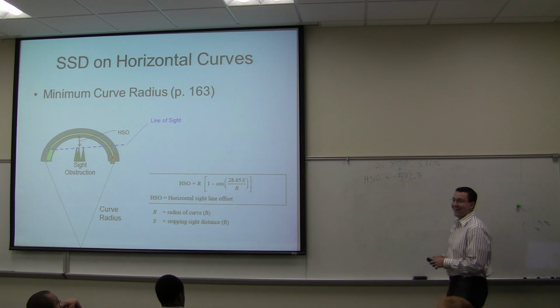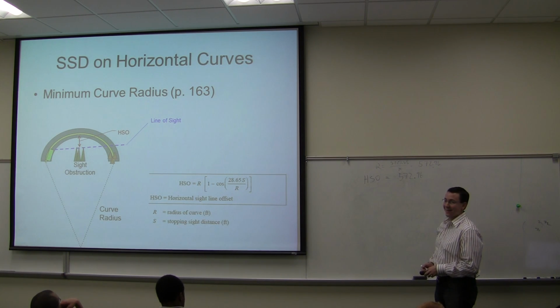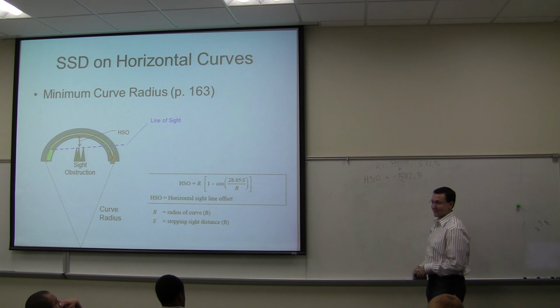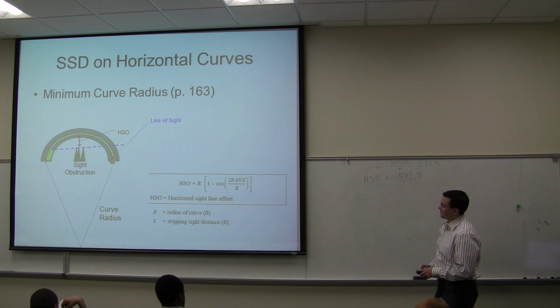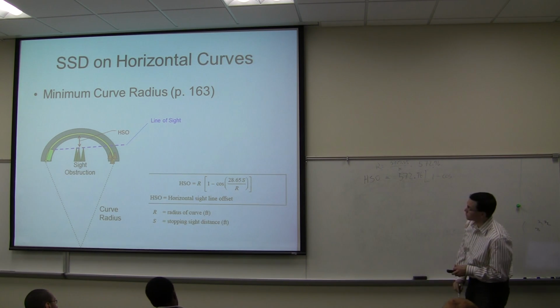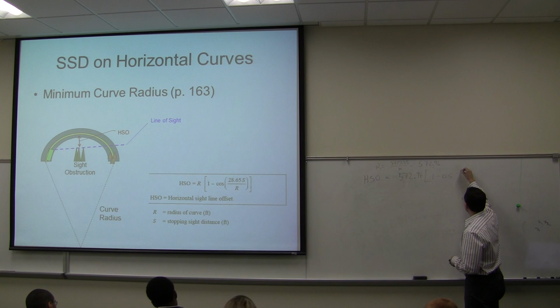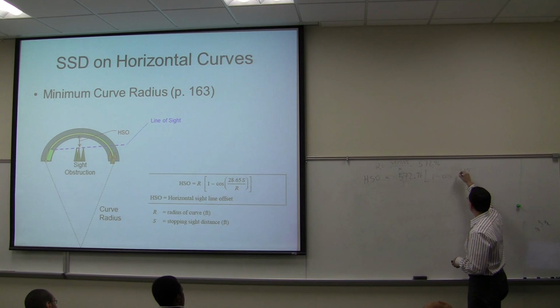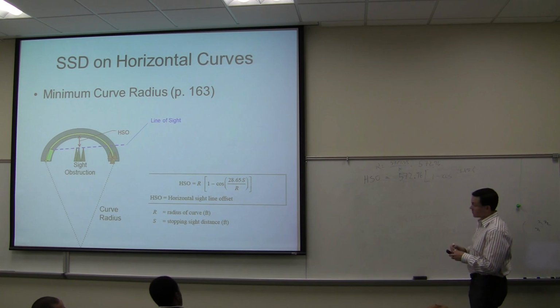I just didn't realize you weren't finished writing. I thought that was it. No. All right. So we've got the radius now. 1 minus the cosine of 28.65 times S. Do we have an S?